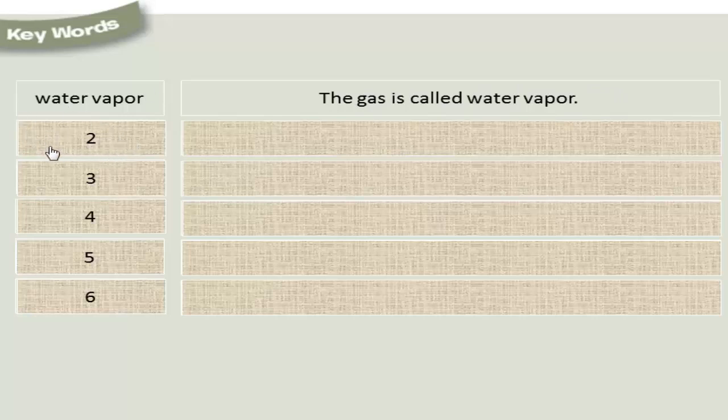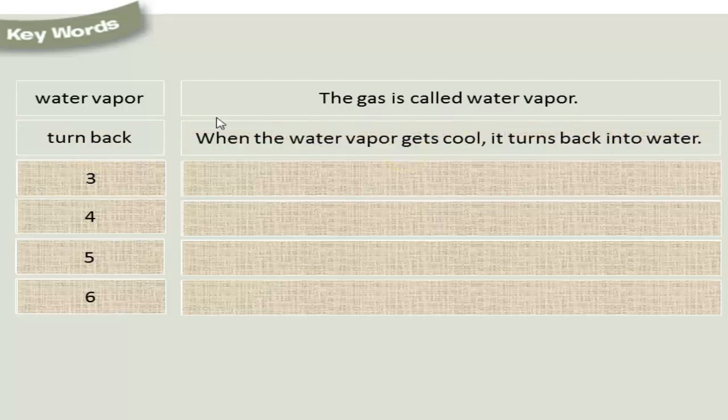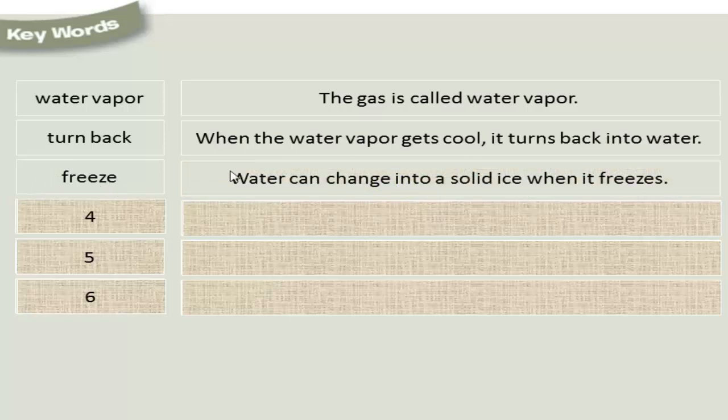Okay. The second keyword we learn is turn back. When the water vapor gets cold, it turns back into water. And the third keyword we learn is freeze. This is an example: the water can change into a solid, ice, when it freezes.